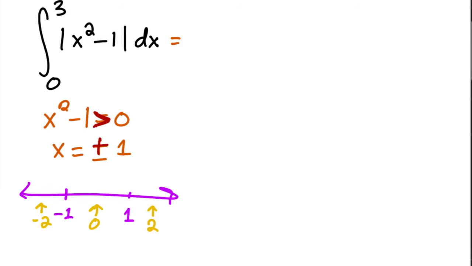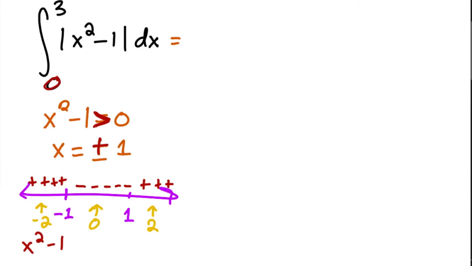So if I plug in 0 into x squared minus 1, I would get a negative number. And if you plug in 2, you would get positive. And if you plug in negative 2, you would get positive. So basically what this says is that it's positive for values less than negative 1 and greater than 1. And then it's negative in between negative 1 and 1.